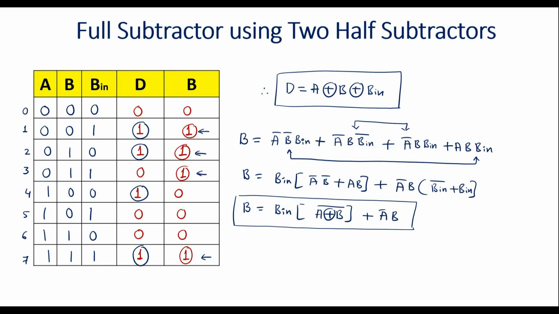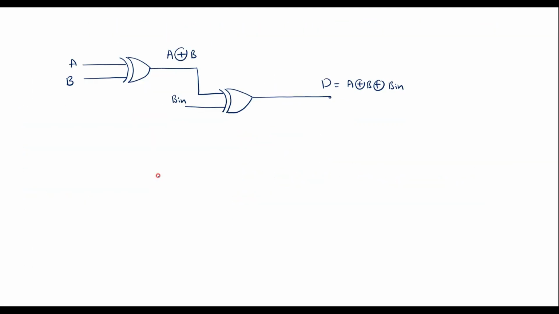So now here we have the A bar B term. Now I will try to implement borrow. Here we have the A bar B term. So for A bar B I need one AND gate. I'll take one AND gate. The input is A bar, that is, this is A, passed through an inverter. The output is A bar, and we have B. So this is A bar B.